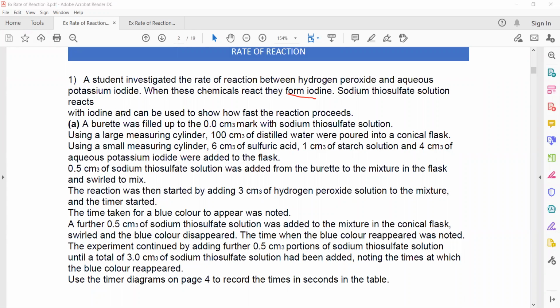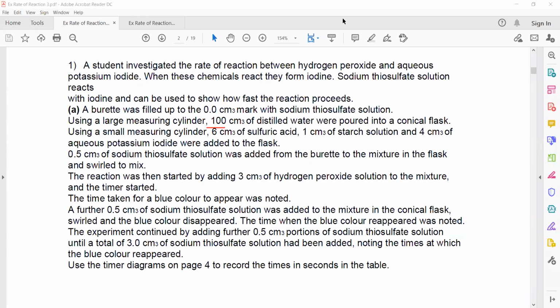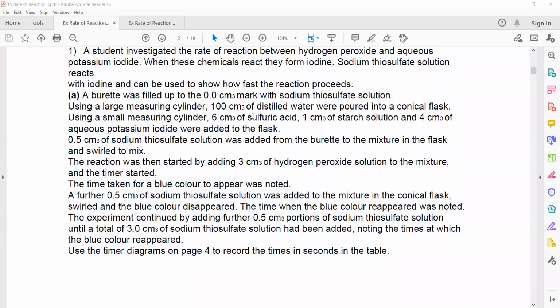Sodium thiosulfate reacts with iodine and can be used to show how fast the reaction proceeds, or proceeds means how the reaction goes on or how fast the reaction completes. A burette is an apparatus used to measure the volume of a solution, was marked to 0.0 cm cube, and to thiosulfate in a large measuring cylinder 100 cm cube of distilled water was added.